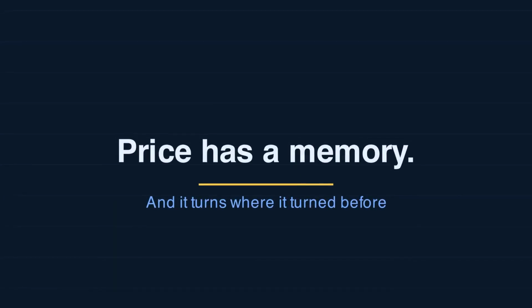Price has a memory. The levels where it reversed before are where it tends to reverse again. And as a swing trader, those levels are the single most useful thing on your chart. This is the key level signal of the Confluence method. Let me show you how to find the ones that actually matter and ignore the rest.